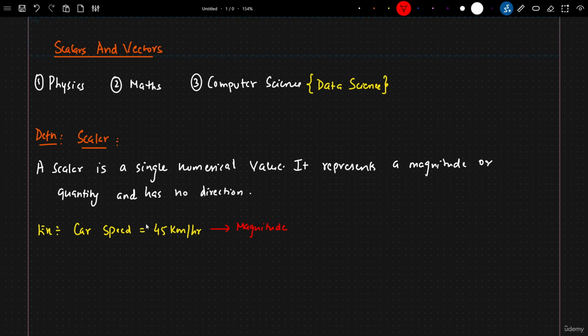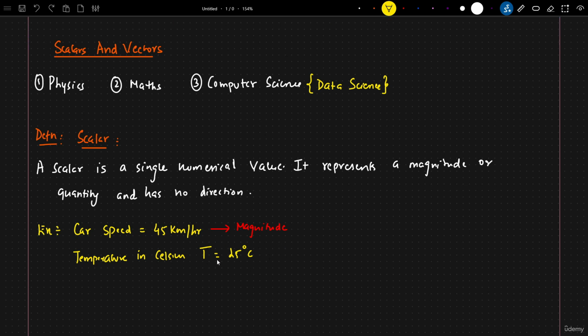Another example that you can consider: temperature in Celsius. Let's say the T value is 25 degrees Celsius. So here also we have specifically a magnitude. When we talk about car speed and temperature in Celsius, these are mostly in terms of physics or normal usage. We are not specifically discussing data science.